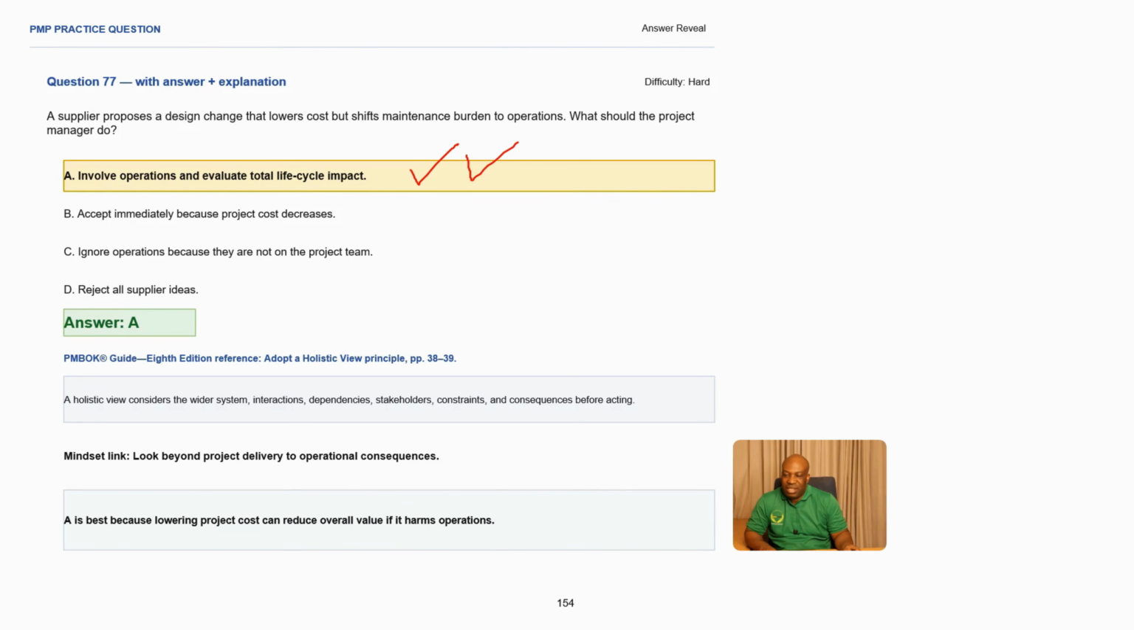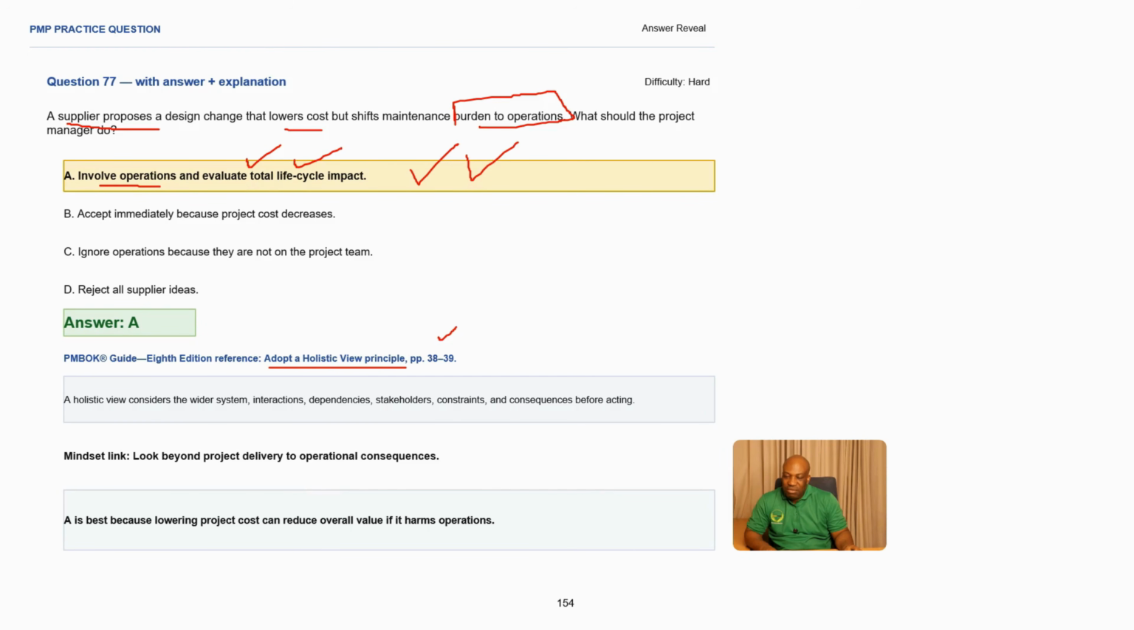So A is the best answer. Even if the supplier is proposing a design change that is going to lower the cost, you still need to involve the operations because the burden is going to be shifted to operations. And you also need to evaluate the total life cycle impact. This is very, very important. What is our reference to our PM book? We need to adopt a holistic view principle, right? Which is also on page 30 to 39.